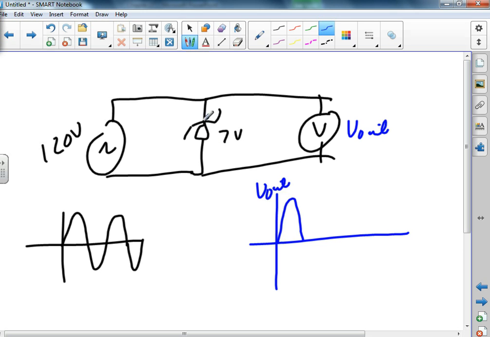When I see the negative side, I see the Zener diode being reverse biased, and because it's 7 volts, I would come down to 7 volts and chop it off, and it would look something like that. So I'm going to be at minus 7 volts on this side. I'm still going to see the 120 volts RMS on the other side, and then I'm going to repeat the situation.